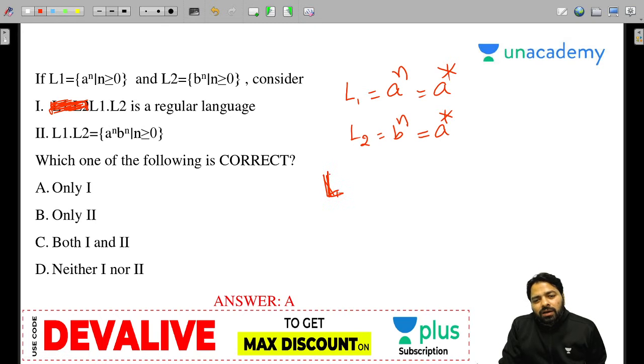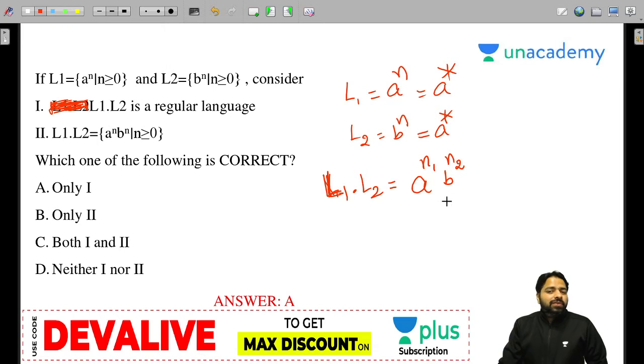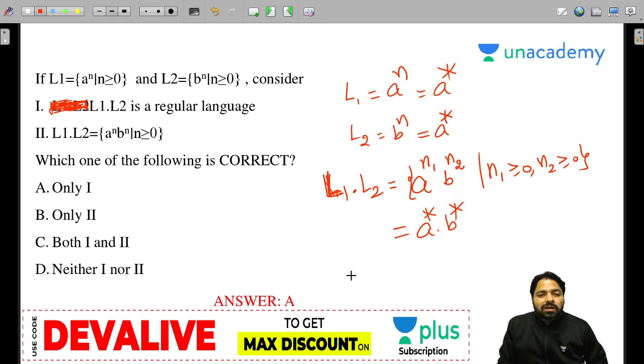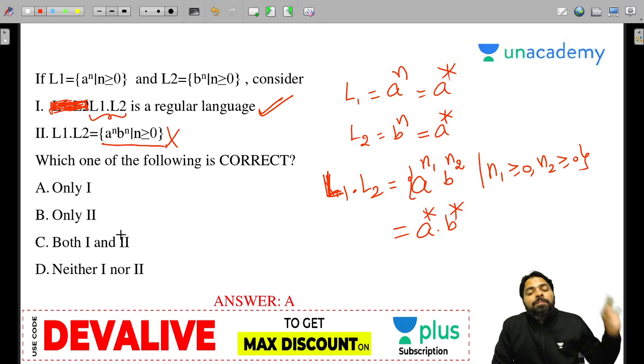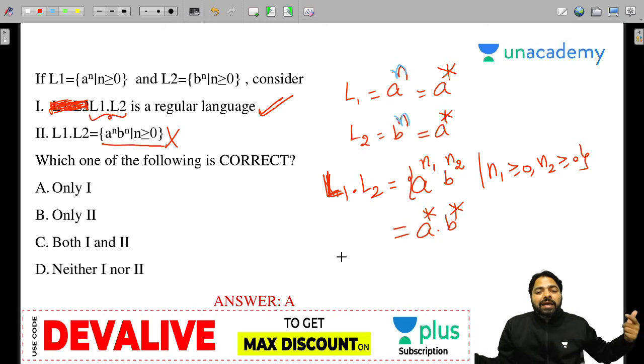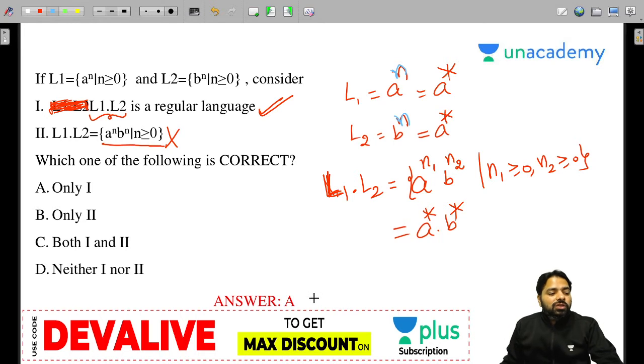If you say L1 dot L2, if you want to write it in terms of n, you can't use the same power for both. You have to change it to n1, n2, with n1 greater than or equal to 0 and n2 greater than or equal to 0. You can't keep the same n when you concatenate, because then they will be related. Otherwise, you can write A star dot B star. But anyhow, L1 dot L2 is regular. It is correct, but you can't write it this way. This is wrong. You should write A power n1, B power n2. Even though the two are different languages, when you concatenate they should have different powers. Unfortunately, what we do sometimes is represent n here and n here also. But when you concatenate, we have to think of a different n.